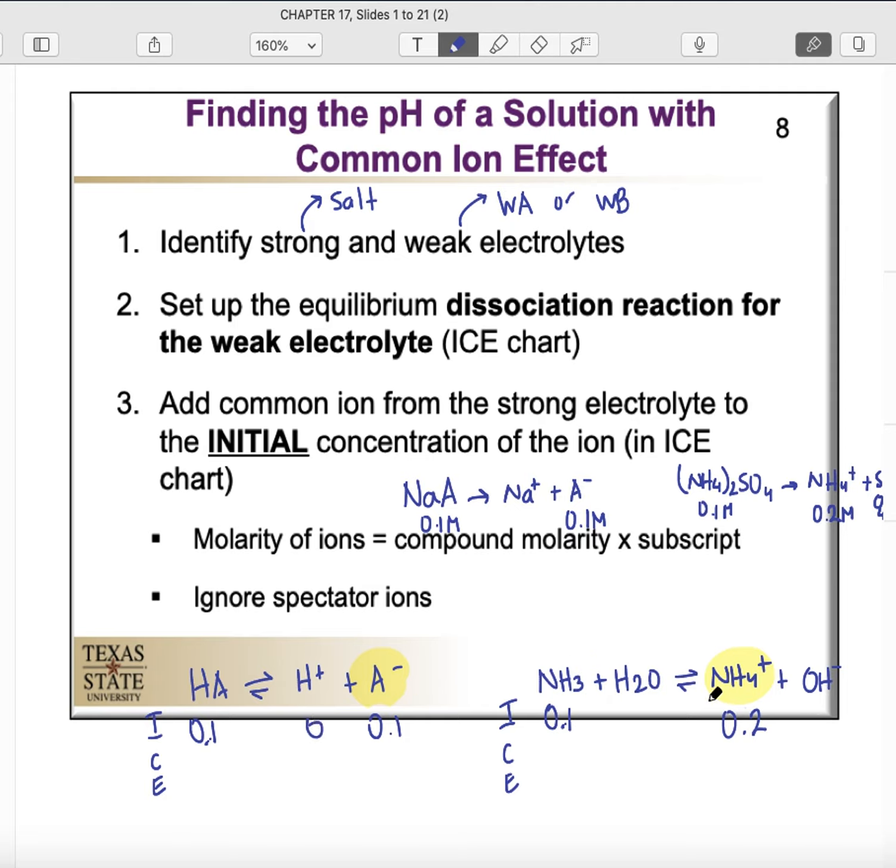From there, you would continue to put whatever other information you might have. You would then do your changes by utilizing the X, and then you would set up your equilibrium line. And finally, utilize the K equations, either Ka for the weak acid equilibrium, or Kb for the weak base equilibrium, and find what the value of X would have been. We will do a problem in the next slide.